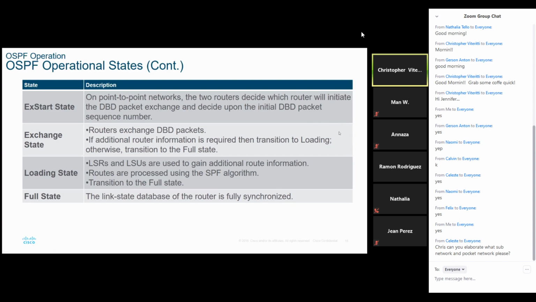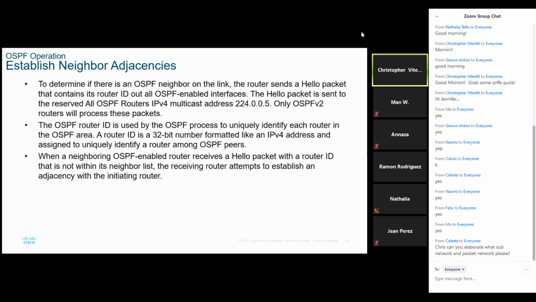Once you hit full, the Dijkstra algorithm is run on the link state database, and the best routes are deposited in the IP routing table. In a loading state, link state requests and link state updates are used to gain additional route information. Routes are processed using the shortest path first algorithm. Transition to full. After full, you've calculated the best routes, and you are now depositing routes in the IP routing table. The link state database of the router at this point is fully synchronized, the algorithm is run on it, and the routing table is populated.